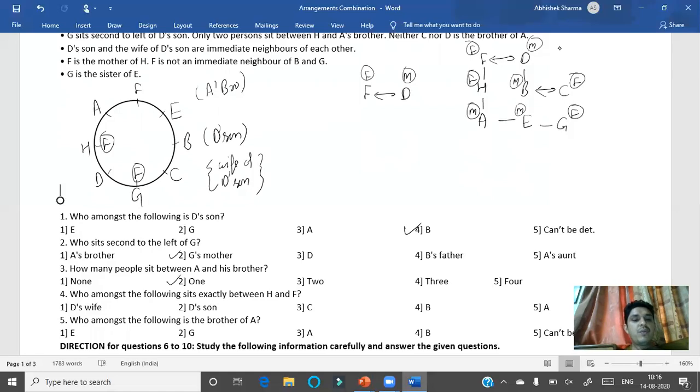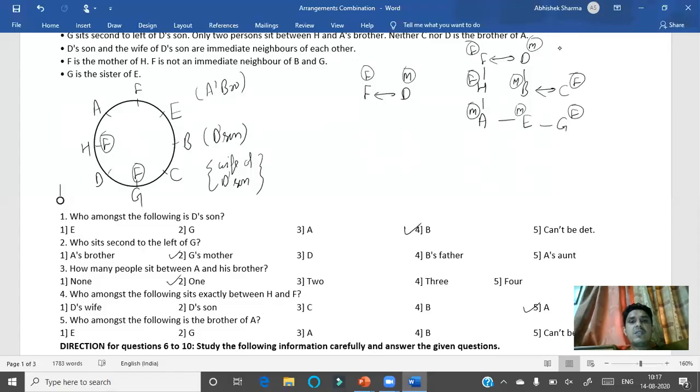Thereafter, question number 4. Who amongst the following sits exactly between H and F? So between H and F, there is only one person, that is A, and no relation is given for A. So the answer will be A. Right? So friends, like this, once you are done with the arrangement, you can give the answers to the questions.